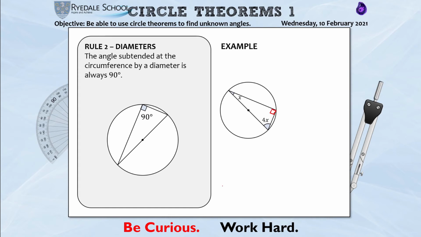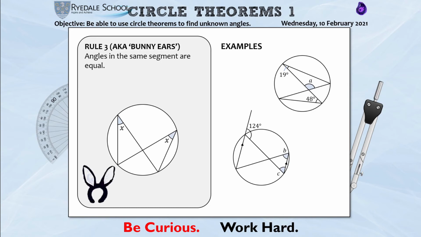This time I thought I'd go for a little bit of algebra. So if that angle is 90 degrees, because I have a diameter, and the angles in a triangle add up to 180 degrees, so we're still using some very basic angle rules, we know that the x and the 4x, the 5x, must total what is left. Well, there's already 90 degrees there, so it has to be 90. So to work out x, it's 90 divided by 5, which is 18 degrees.